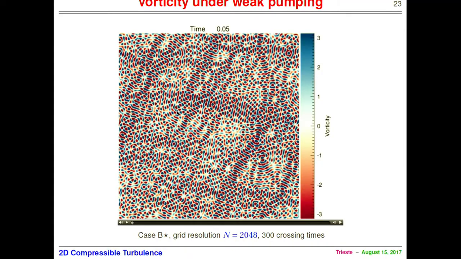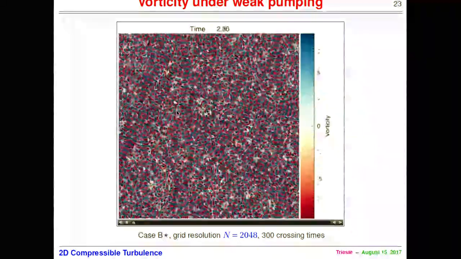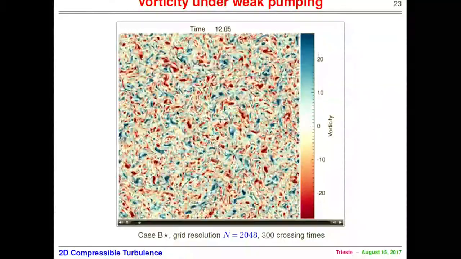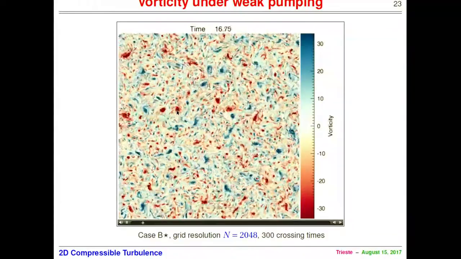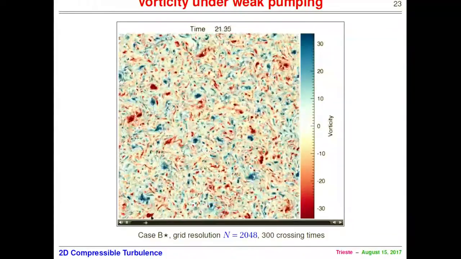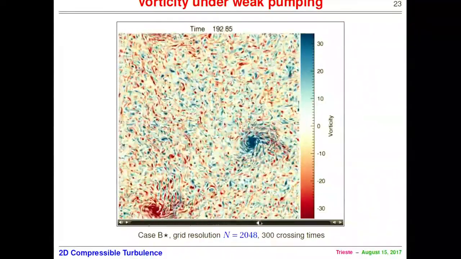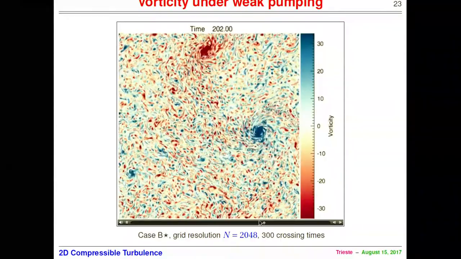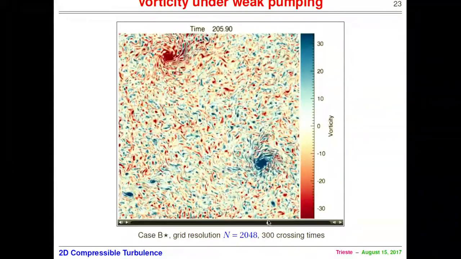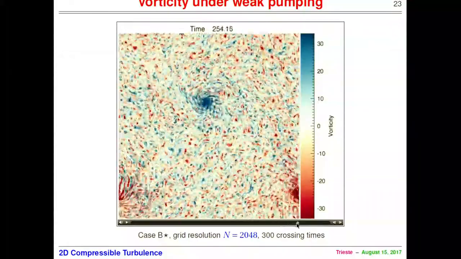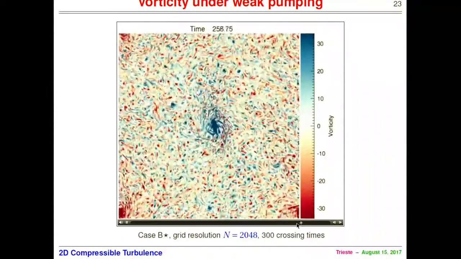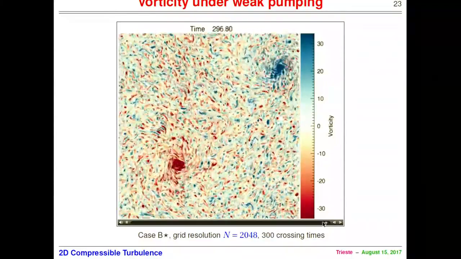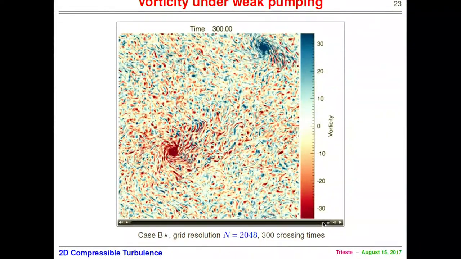Okay, so let me show you a short movie. The first snapshot that you see shows the forcing. Then this is vorticity as it evolves, and you see a standard picture similar to the incompressible case. I will scroll because the movie is very long. Here at this stage, you have a vortex dipole. Later, this mean flow becomes stronger and clears up all the smaller vortices, leaving just the dipole. Okay, no coherent vortices left at this stage.